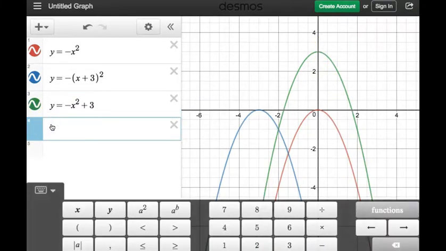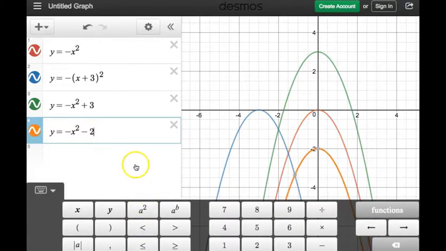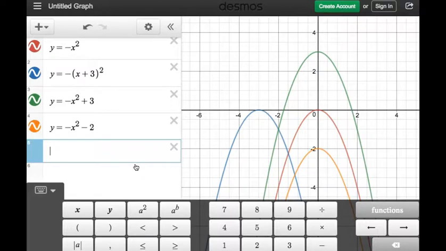And then I could do y equals negative x squared minus, say, 2, which is the negative x squared curve shifted down 2 units. Look at the green, the red, and the orange. They are just the translations up and down. Y equals negative x squared is red, and the orange one is that whole red graph shifted down 2 units. But the blue one is shifted to the left 3 units.